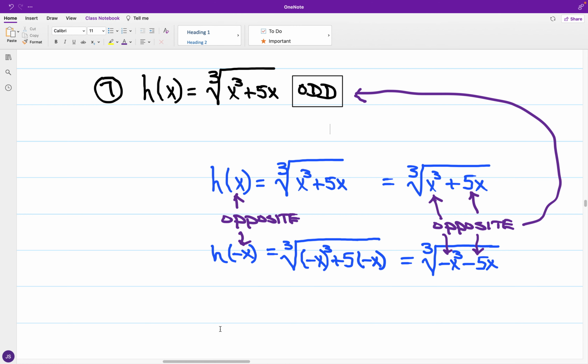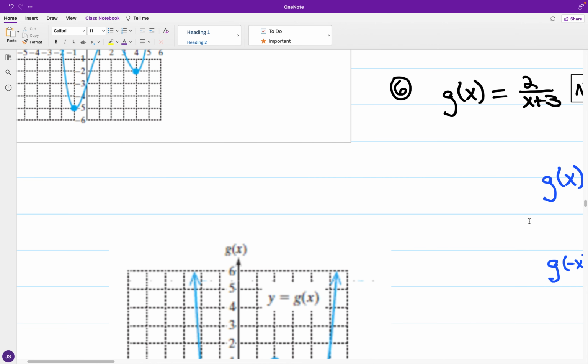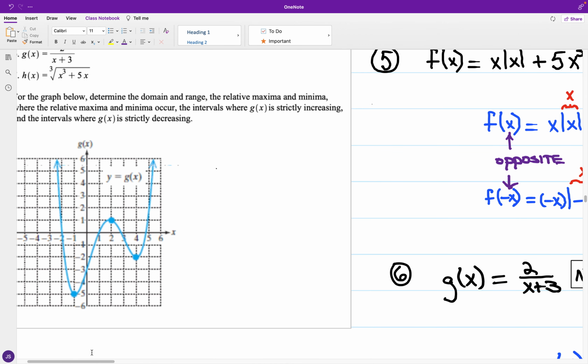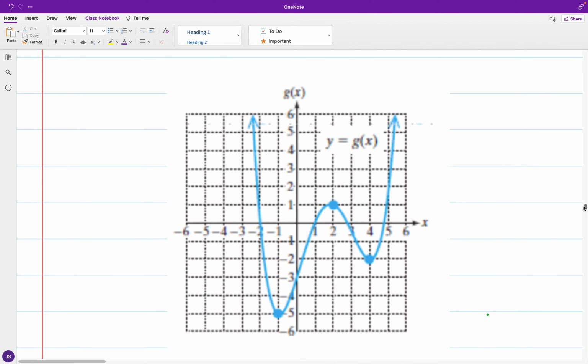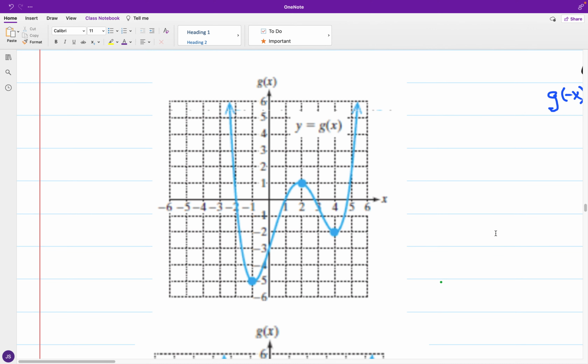Right. Now, for the next item, with reference to the graph below, there are separate sections involved. It says for the graph below to determine the domain and the range. Then we have the relative maxima and minima, where the relative maxima and minima occur, the intervals where g of x is strictly increasing, as well as the intervals where g of x is strictly decreasing. Once we get into chapter 2, we'll be going more into domain and range. Domain is in reference to the values we have in x, whereas range is in reference to what we have in y. So just looking at what we have in the graph itself.